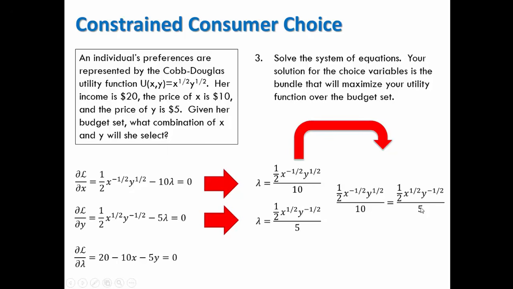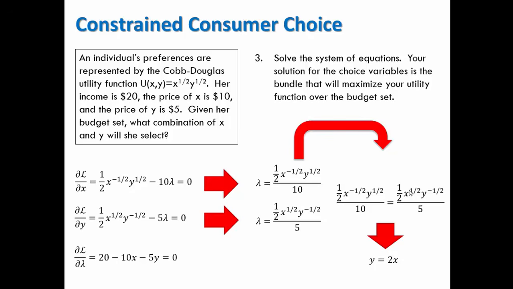I did that because I'm trying to take my three equations and three unknowns and whittle them down to solve for those unknowns. So by setting lambda equal to lambda, now we've got lambda out of the way, and that allows us to write y in terms of x. In this example, the math becomes, once I simplify using fraction rules and exponent rules, y equals 2x. What does that mean?